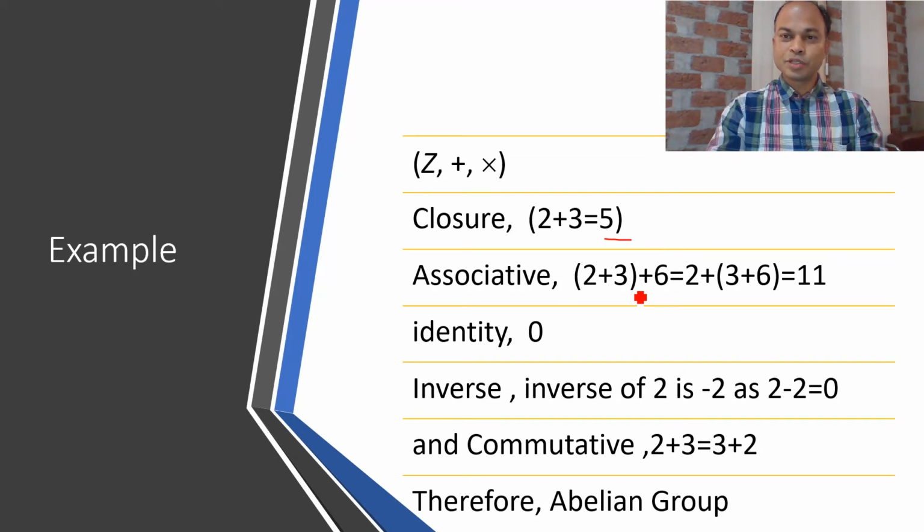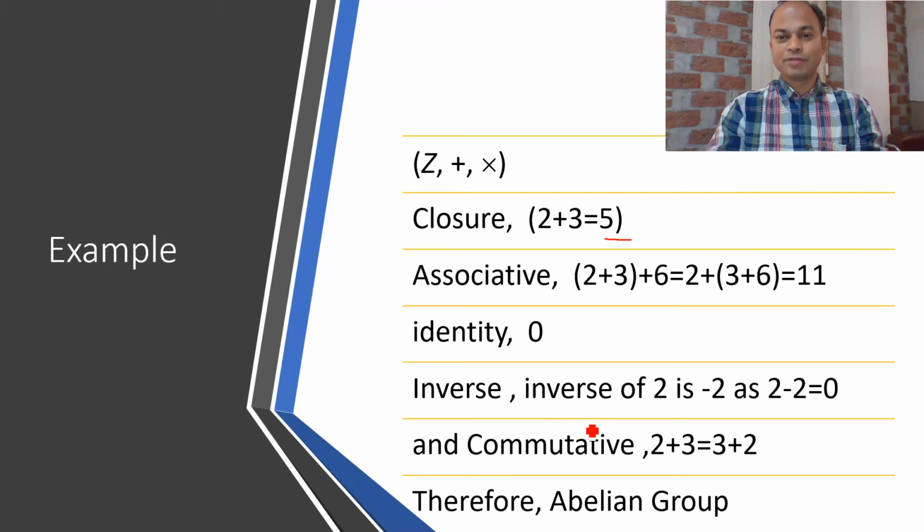If we talk about the associative property, as we know that under the plus operator, associative property is true. I mean (2 plus 3) plus 6 equals 2 plus (3 plus 6). Both are equal because we are getting the same value. And if we talk about the identity property, then under the plus operator, identity is 0 and this 0 is part of the integers. Therefore, identity property is true.